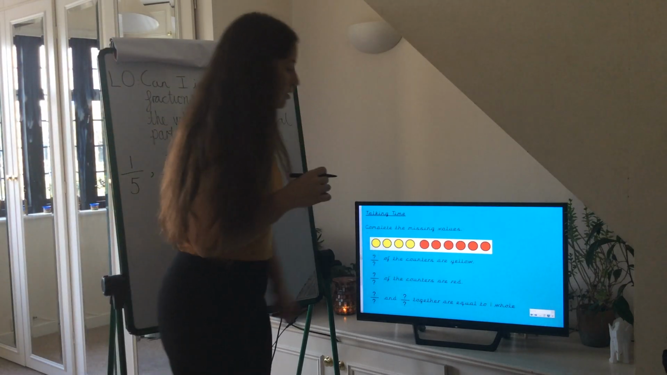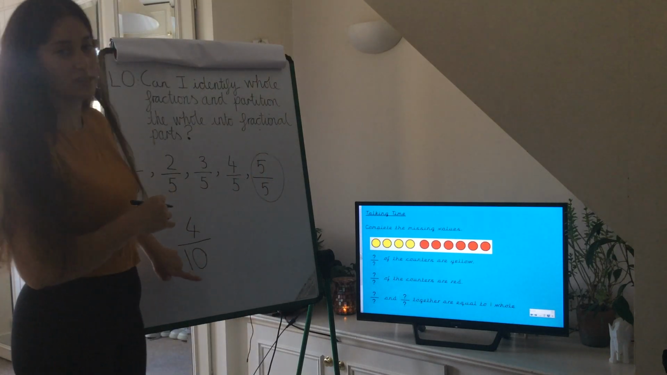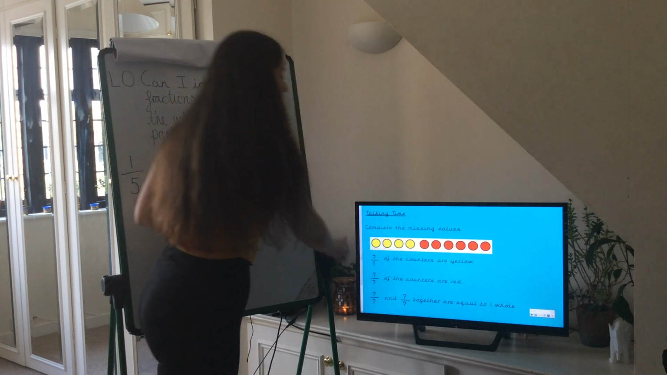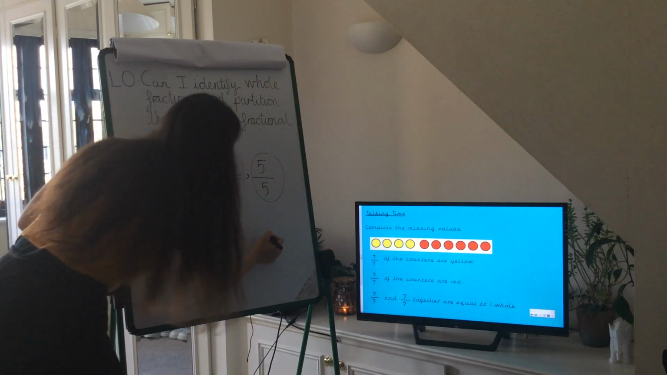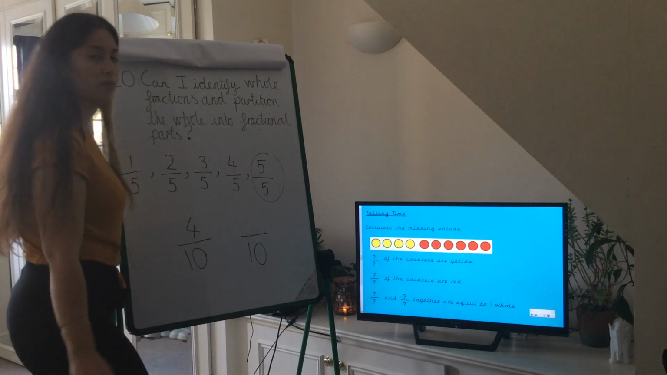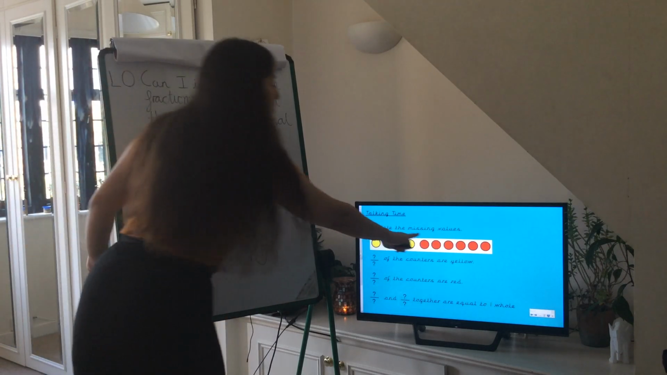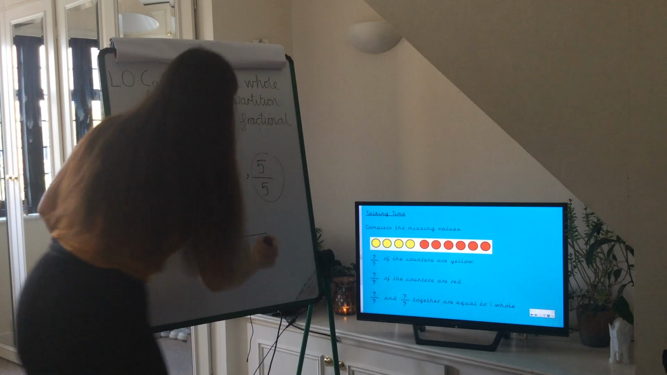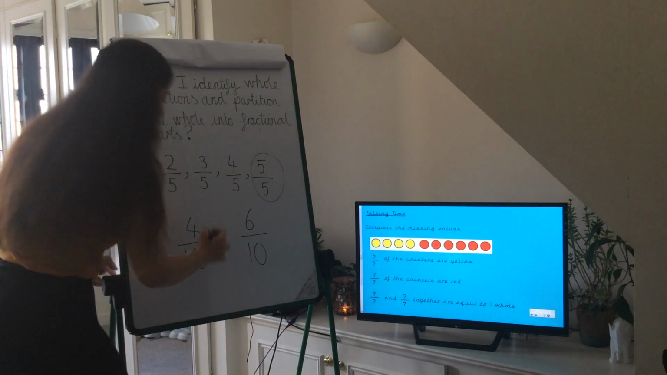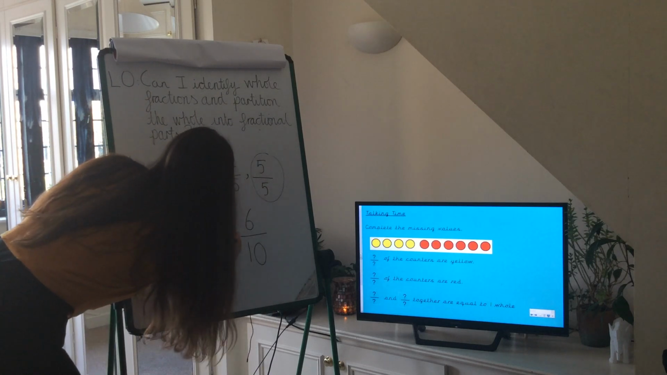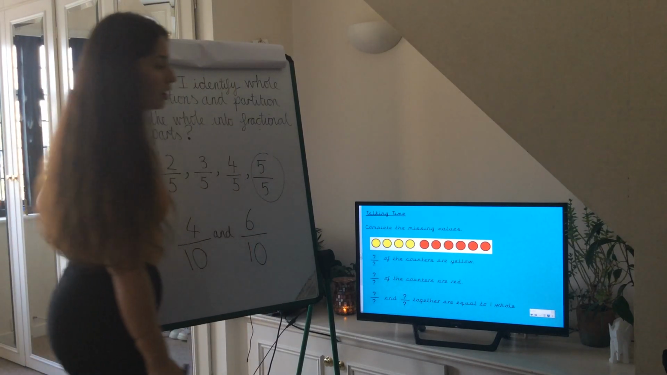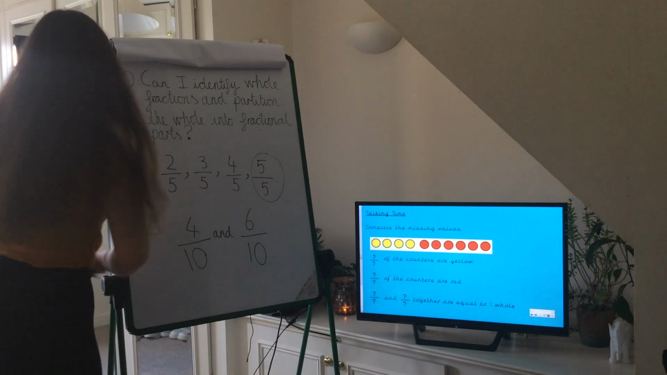Which fraction of the counters are red? You have to think, has my whole changed? No, the whole image is still made up of 10 parts. So the whole stays the same, the denominator stays the same. And what fraction shows the red counters? 2, 4, 6. So 6/10 represents the red counters. So 4/10 and 6/10 together are equal to 1 whole.